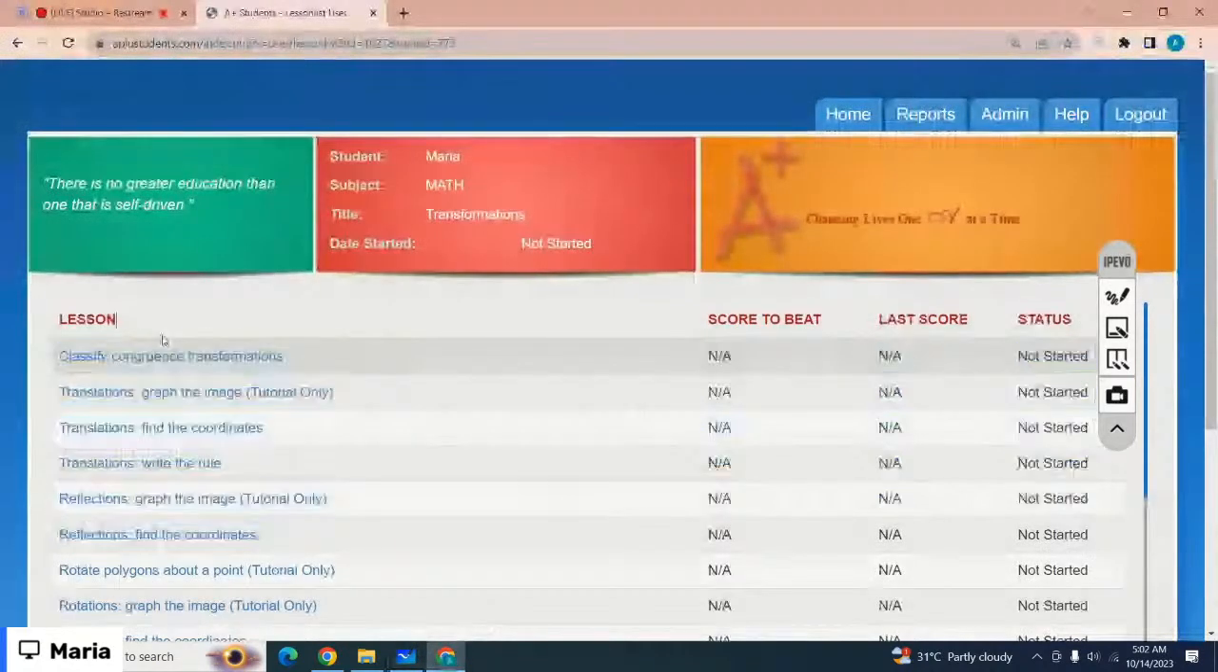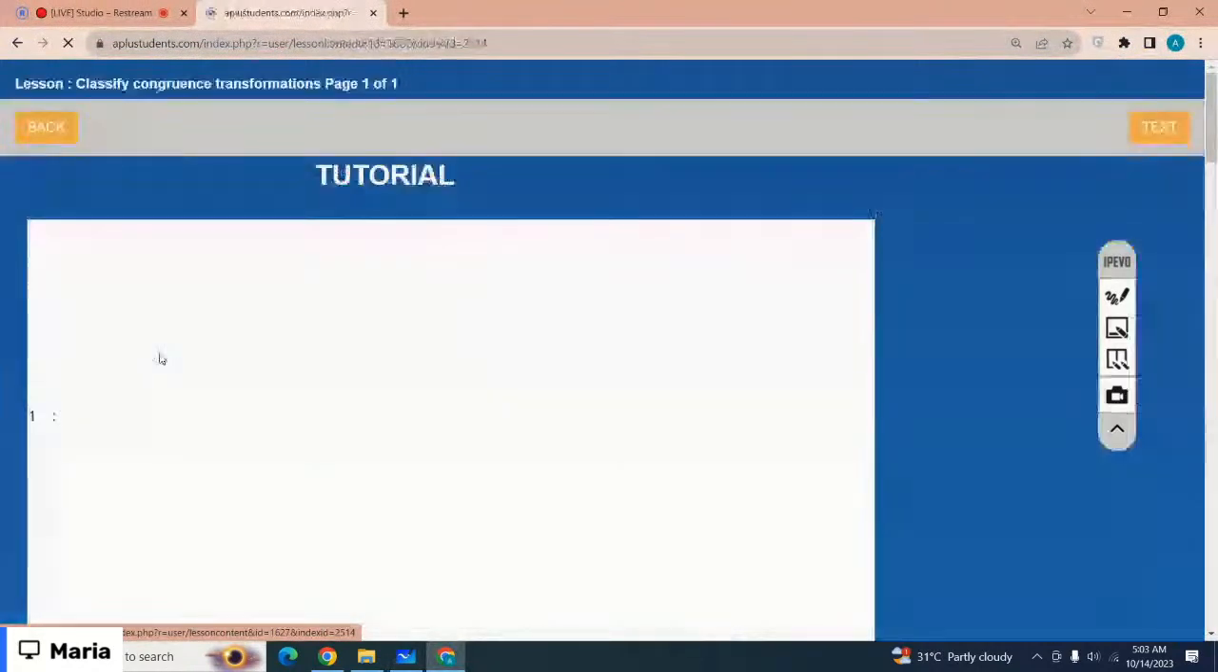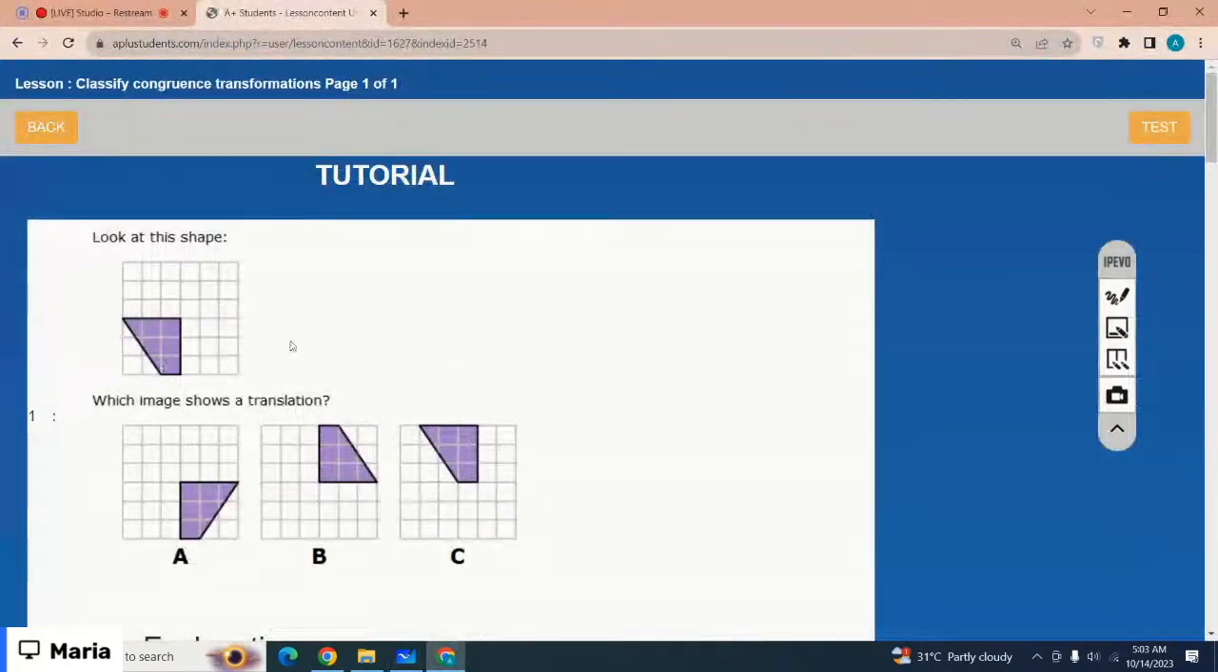Okay, so here I am on the grade 10 math, the chapter is transformations. The first one is classify congruence transformations, right? So let's just see how we classify the transformations. Here is shape one. Which image shows a translation? You are given three shapes A, B, and C. You need to see which image is the translation of this one.